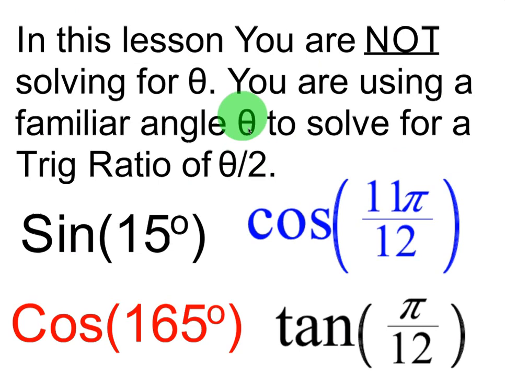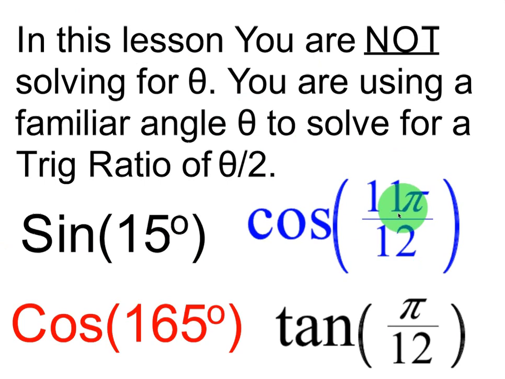So for example, since we know every trig ratio at 30 degrees because it's on the unit circle, we can easily figure out 15 degrees because that's just half of 30. And that's exactly what we're going to do. So for example, we might figure out what is sine of 15 degrees. We can use a half angle since that's half of a familiar angle of 30. We might want to figure out cosine of 11 pi over 12. That's going to be half of 11 pi over 6, right?